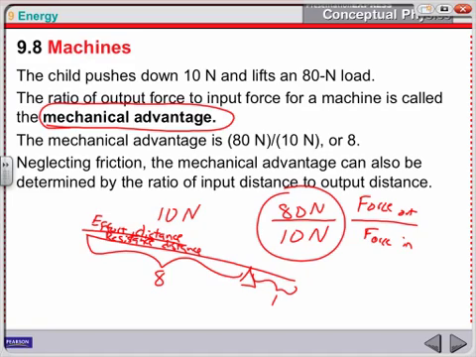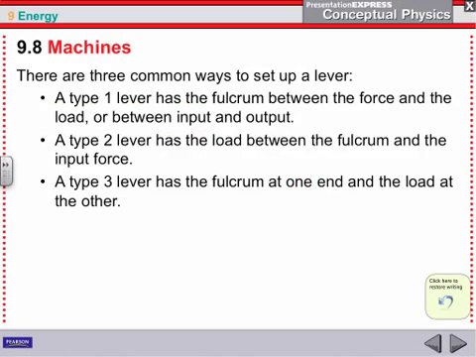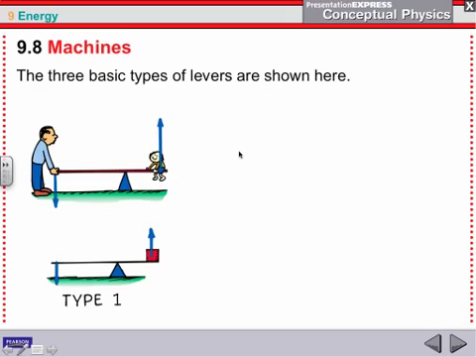And assuming we don't worry about friction or any of those things, these will be the same. This will be the same. 80 over 10 is going to be the same as 8 over 1 in this example. There are three kinds of levers: first class lever, second class lever, third class lever. Let's take a look at pictures while we talk about them.